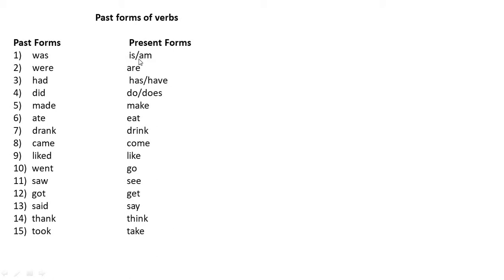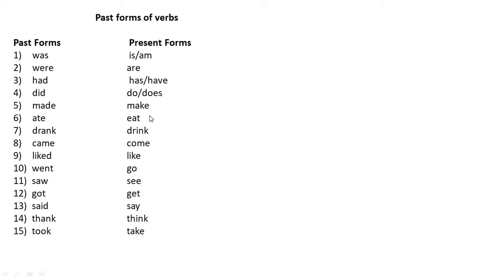Is and am is the present. In the past, it is was. Now, see over here, it's written was, and in the present, it is or am. For example, I was not feeling well. So I am not feeling well. If you say she was not feeling well, she is not feeling well. Now that is really simple, okay?